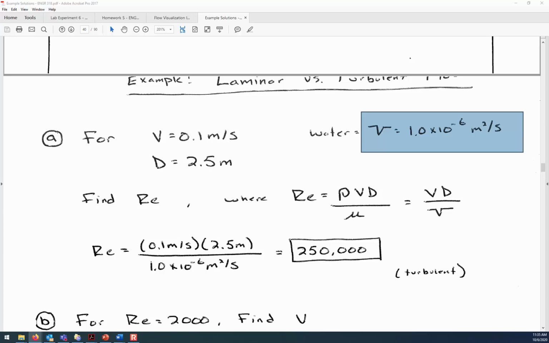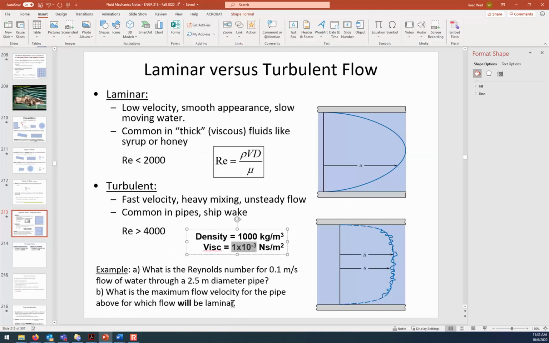All right. Now, for part B, what is the maximum velocity where you will still have laminar flow? What we're doing for that one is use this formula and set Reynolds number to 2,000. Viscosity is still 1 times 10 to the minus 3. Density is still 1,000. The pipe diameter is still 2.5 meters, but we're solving for velocity. So what velocity can we have and have the Reynolds number less than 2,000?